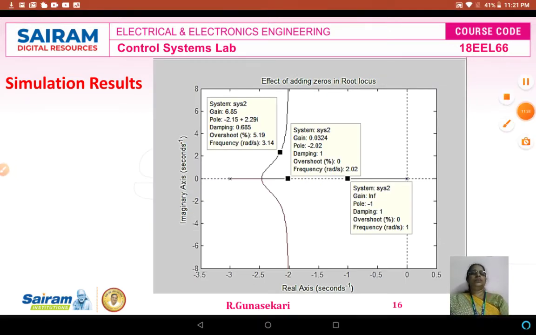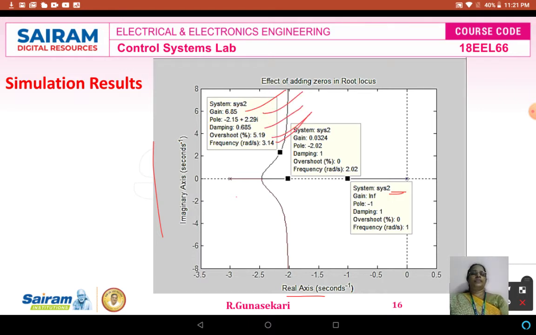The third one is the effect of adding a zero. X-axis is the real axis, y-axis is the imaginary axis. You see that is system 1. System 1 is adding poles. System 2 is the effect of adding zeros. On the figure window, if you right click, automatically you get the particular system's gain, pole, damping, overshoot, and frequency.